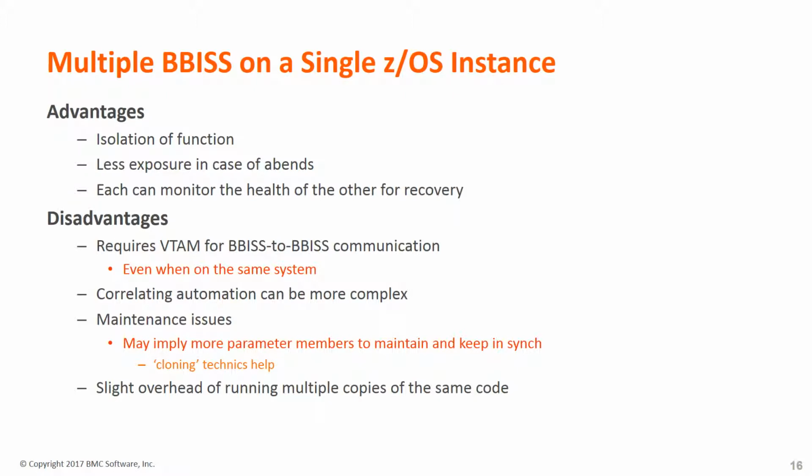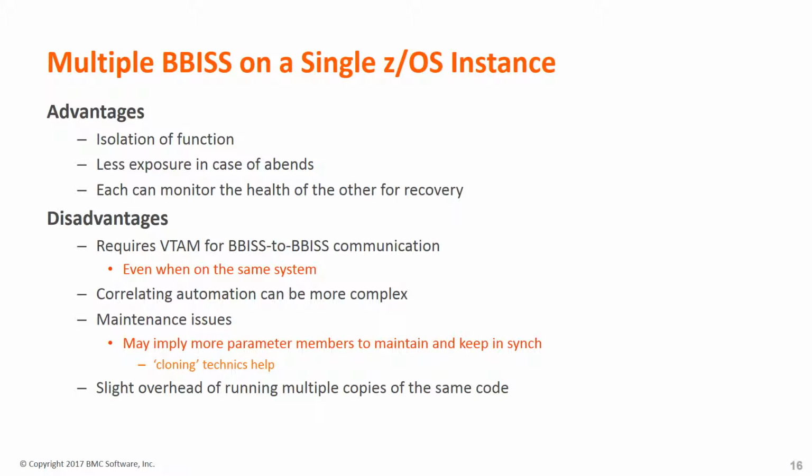Let's consider the pros and cons of having multiple BBISSs on a single system. The advantages are it allows you to isolate your functions, so your CICS capabilities are separate from your DB2 capabilities. It provides you with less exposure in the event of an abend of the BBISS, so you're only impacting one area instead of all areas. And another advantage is you can use the BBISSs to monitor the health of each other.